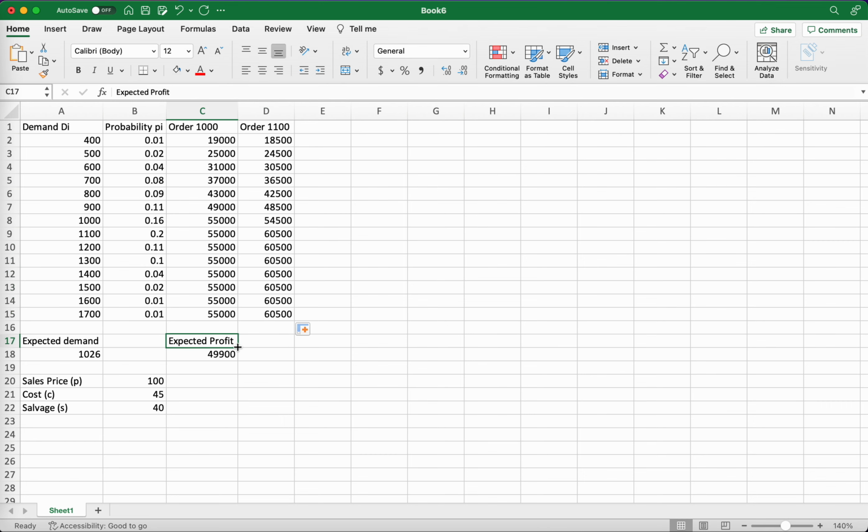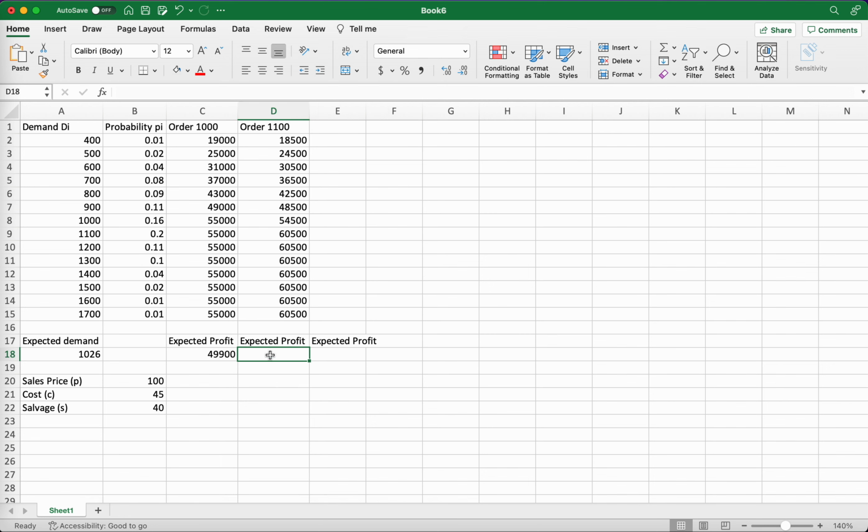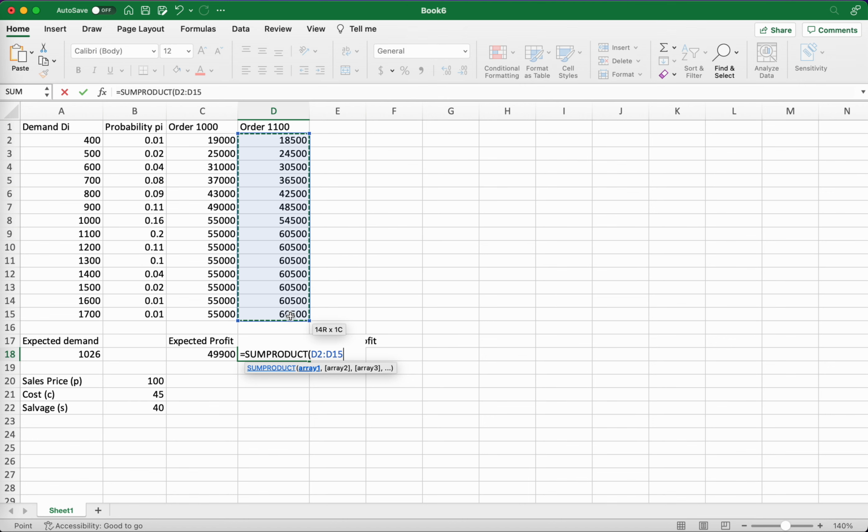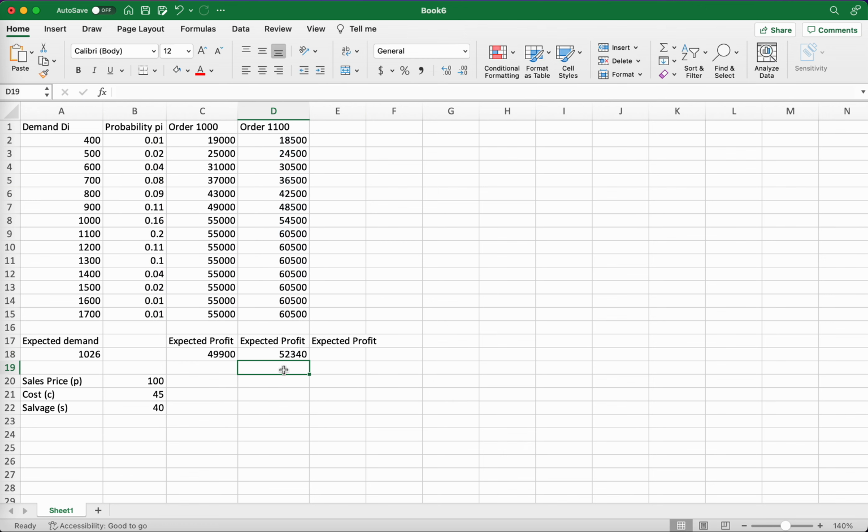Right? So when you do expected profit, it's the same thing. It's the sum product of the potential profits and the corresponding probability values. That gives you an expected profit of 52,340. So if you order more, you see that the profit goes up. Now we'll do two more scenarios quickly. What happens if you order 1,300 items, and if you order 1,400 items? So these are the two scenarios we'll quickly go through.